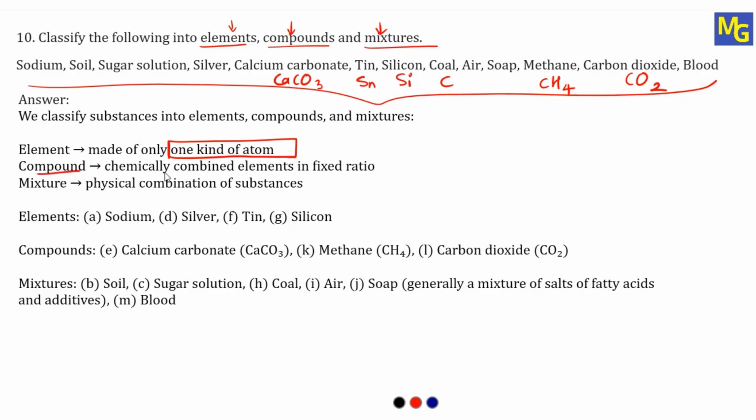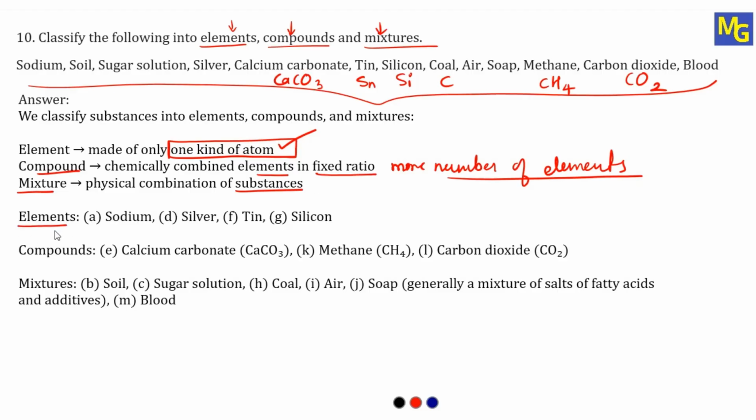What is a compound? It is chemically combined elements in a fixed ratio. So in compounds we will mix a greater number of elements. Remember, element means one kind of atom and compound means two or more elements. Then the next is mixture. It is a physical combination of substances. A mixture can be heterogeneous or homogeneous. Here we are just mixing 2 to 3 components or substances with each other. So we will differentiate now.